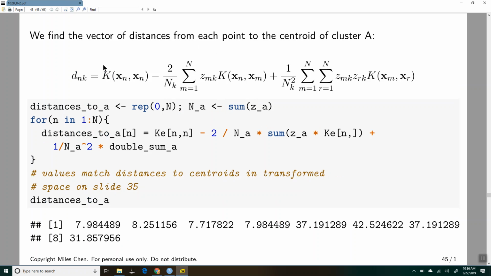So anyway, here we're going to do the distances to centroid A, which is going to be equal to k, the kernel of xn and n, minus 2 times the number of points in cluster A, times basically the sum of the kernel of xn to all the points. So we've got that, plus this double summation thing, times 1 over there. So if I apply this, using only the kernel functions, I never had to calculate the transformed values or the centroid in the transformed space.